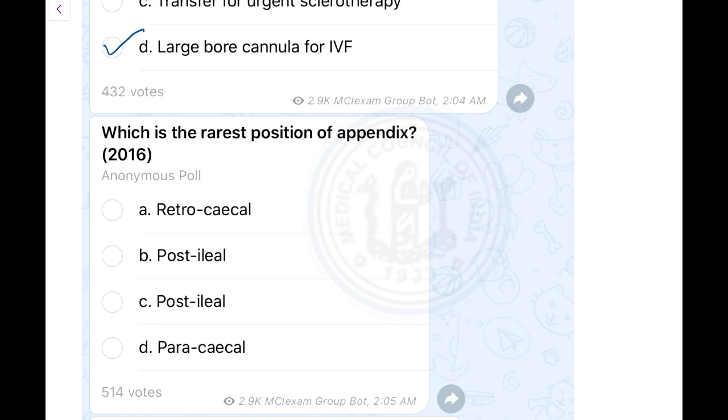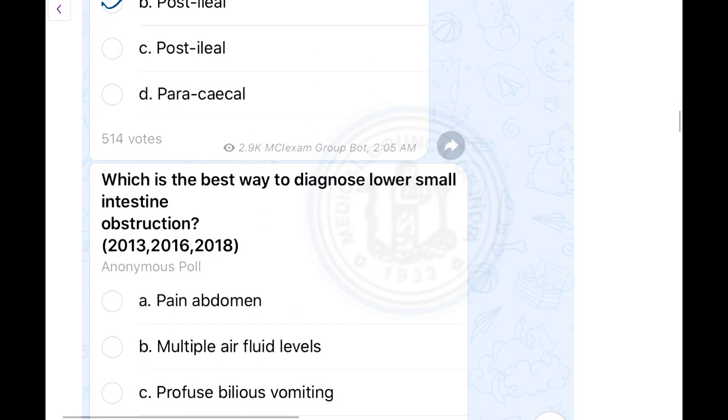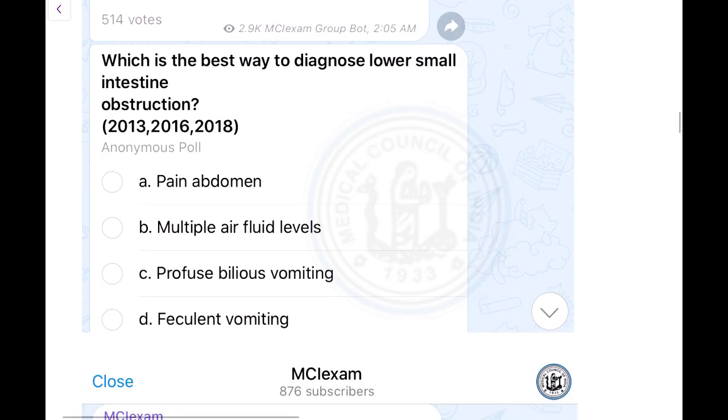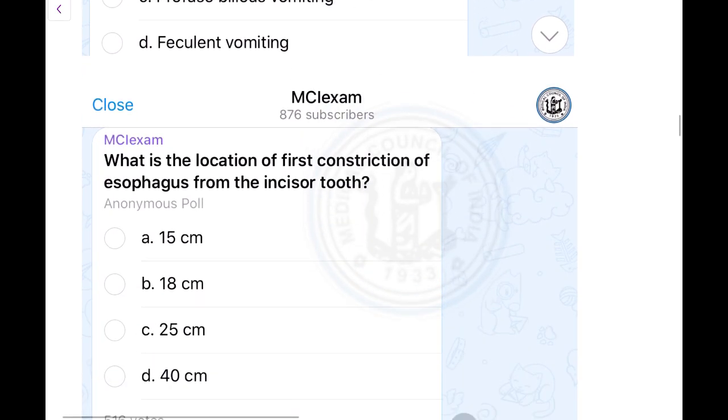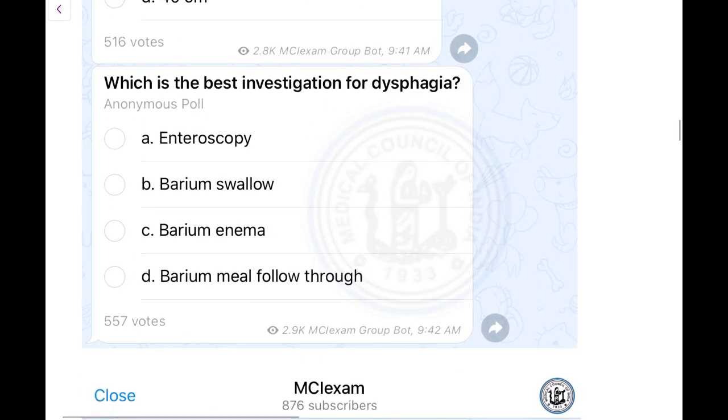Which is the rarest position for appendix? Post-ileal. Which is the best way to diagnose lower small intestine obstruction? Multiple air fluid levels. What is the location of the first constriction of the esophagus from the incisors? 15 cm. Which is the best investigation for dysphagia? Barium swallow.